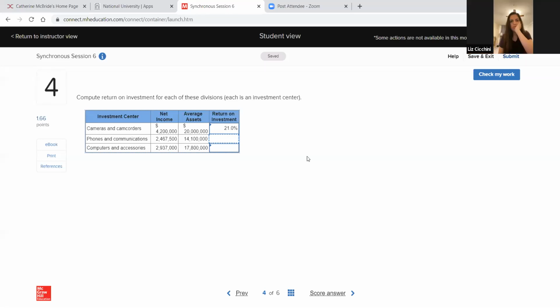14,100, 17.5. So one thing you should be aware of is if we're using average assets, which means that we should be taking the beginning plus the ending assets, adding them together and dividing by 2. So if you had assets as of December 31st one year, and December 31st the next year, you're going to add those 2 together and divide by 2.